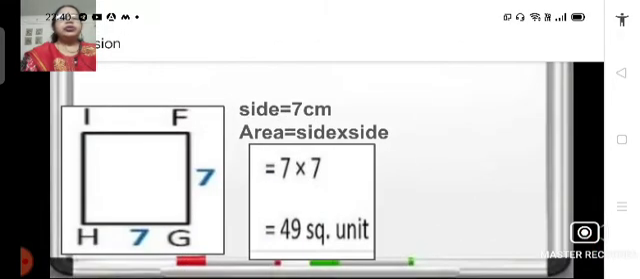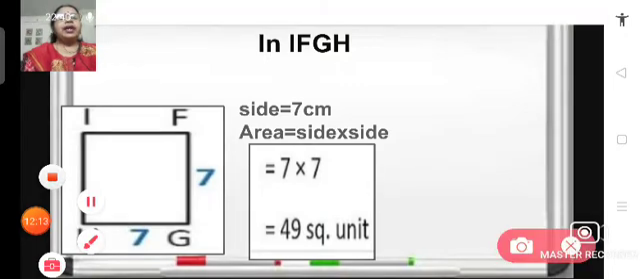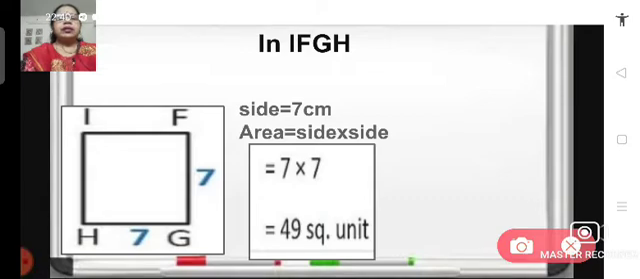Now coming to the third figure, that will be the square IFGH. Here we have all the sides equal, 7 centimeter. So what will be its area? Since it's a square, area will be side multiplied by side, that means 7 multiplied by 7. It will be 49 square centimeter. Since we have the unit, we can write 49 square centimeter.